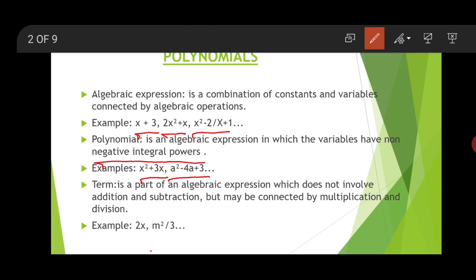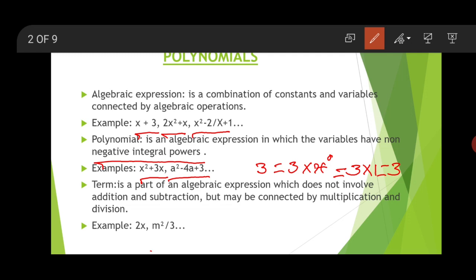Plus 3 means we can write 3 as 3 into x power 0. We know what is x power 0. Any term with the exponent 0 is equal to what? 1. Yes, 3 into 1 is equal to 3. So we can write 3 also in the form of a product with a variable, like this, 3 into x power 0. So here the exponent is 0. It is also a whole number. So these are all examples of polynomials.